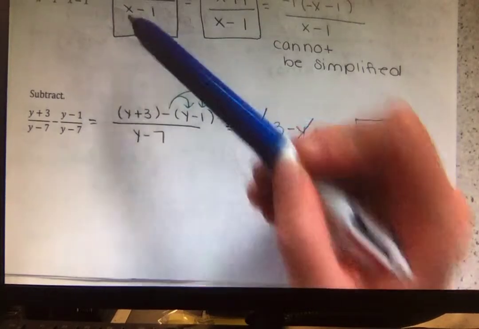Okay, they won't cancel because they have to be exactly the same factors. So over here, they are exactly the same. They are both z plus 2, so that's why they can cancel.